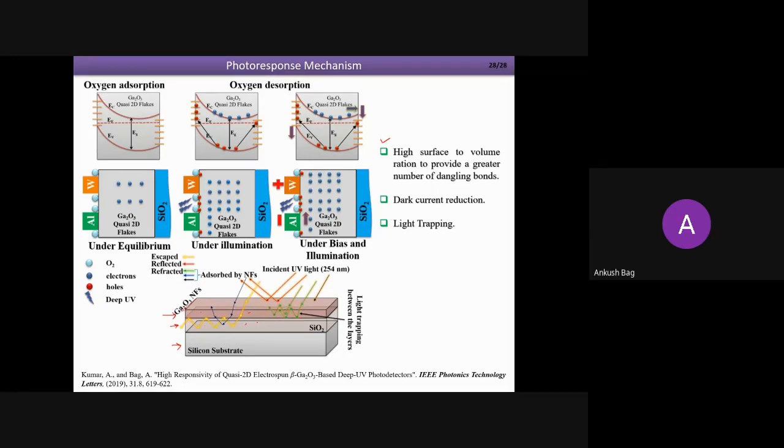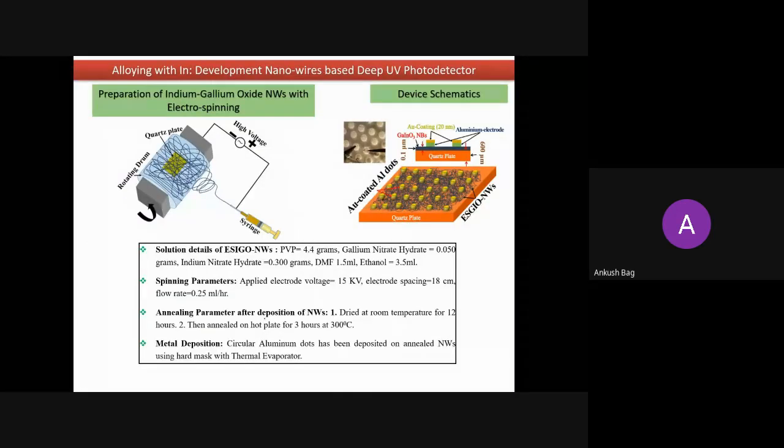And due to the difference in the refractive index, there is a possibility of photons getting trapped at this interface. And then there is a possibility that one single photon may give us more than one electron hole pair, and in that case we get very high responsivity as well as a very high external quantum efficiency. So after that initial demonstration of gallium oxide nanoflakes, we again tried to understand whether doping it could increase the performance or not.